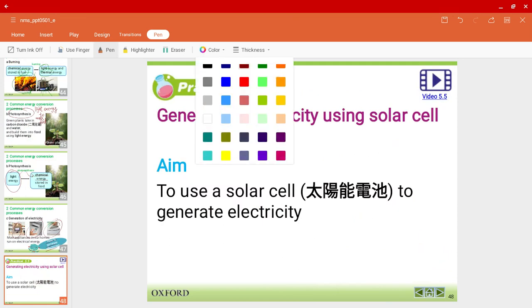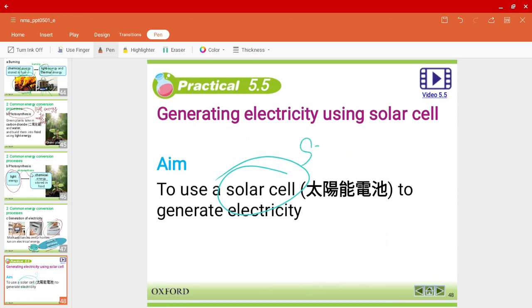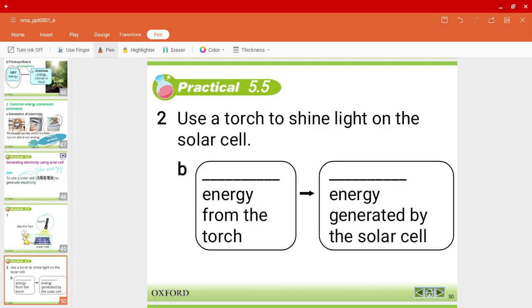Let's use an example of solar cells. Solar cells, as we all know, solar energy, you've probably heard of this. Solar energy is quite similar to light energy, but let's have a look. Over here, I have a torch and a solar cell, or a solar panel, and we're using it to generate electricity for the electric fan. So let's see what happens. What is the energy conversion over here?